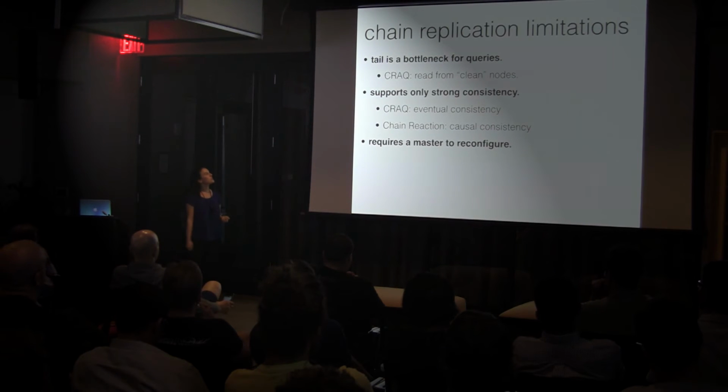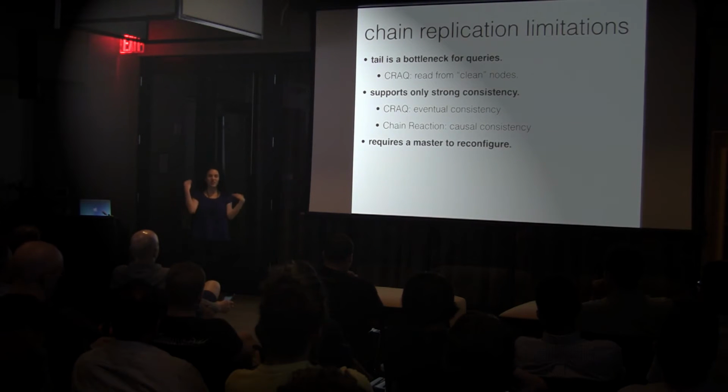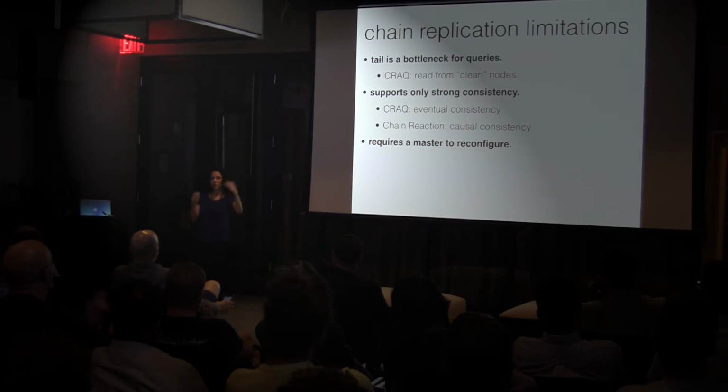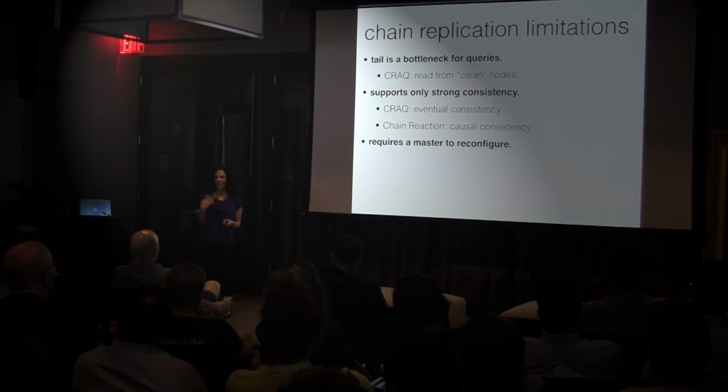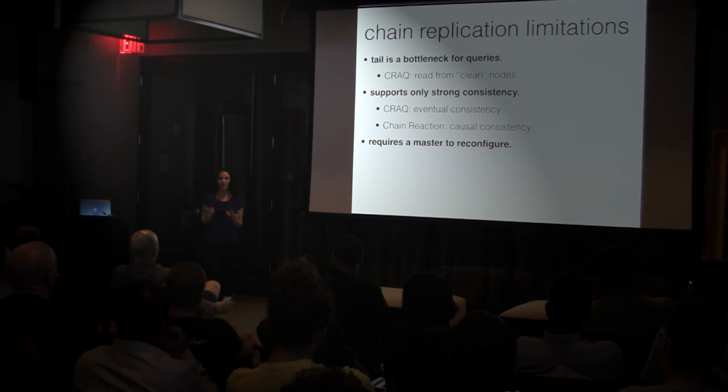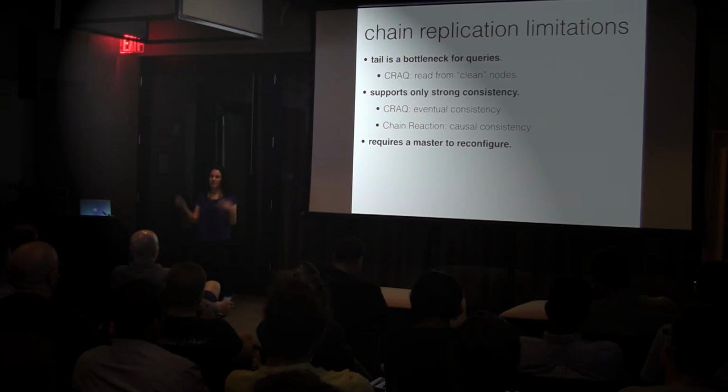So some of the limitations people noticed and improved upon are that the tail is a bottleneck for queries. Even if it was an improvement for us to move the queries to the tail on primary backup, we still have all these nodes that have at least part of the state that we are updating, and we are not really utilizing any of that. So there should be some way of utilizing the nodes in between and having queries that are read from different nodes. The second thing is that chain replication, the original version, gives strong consistency, or linearizability.